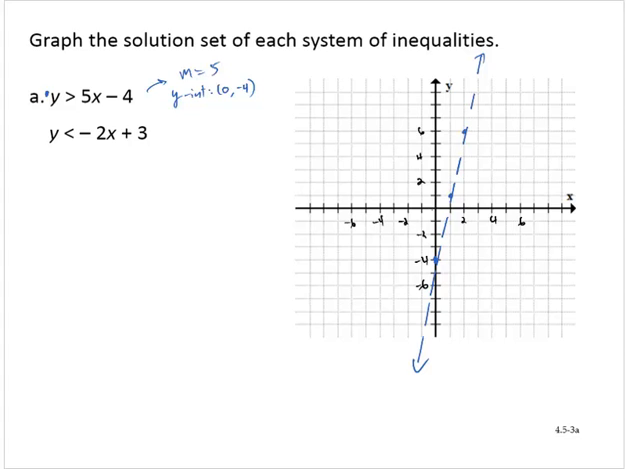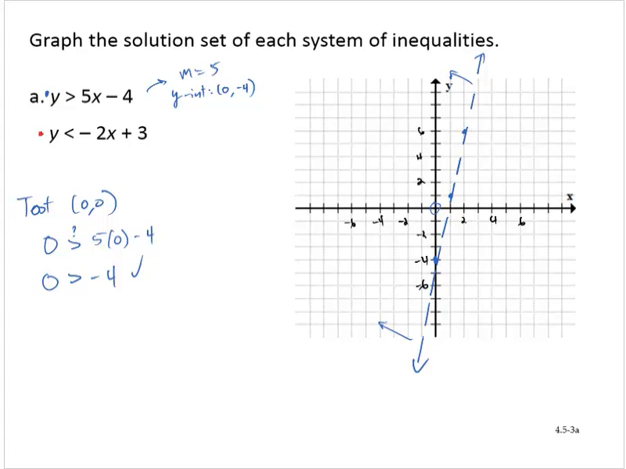Alright, the line does not pass through the origin, so let me test the origin. So then I would have 0, is this greater than 5 times 0 minus 4? Going through the arithmetic on the right, 5 times 0 is 0, subtract 4 is negative 4. Is 0 greater than negative 4? Yes, it is. So (0, 0) is a solution of that inequality, and so we would shade the region containing (0, 0). I put my little marks there that I would shade above that blue line.